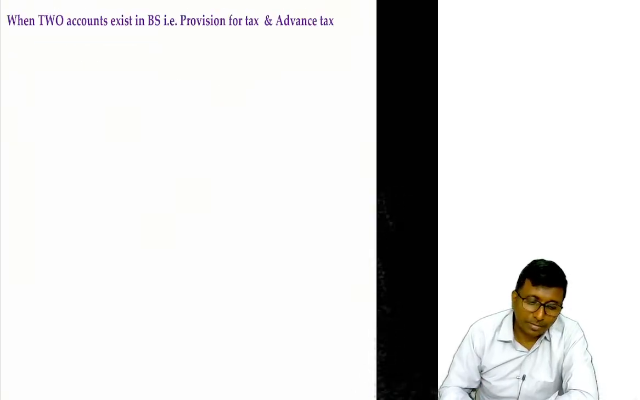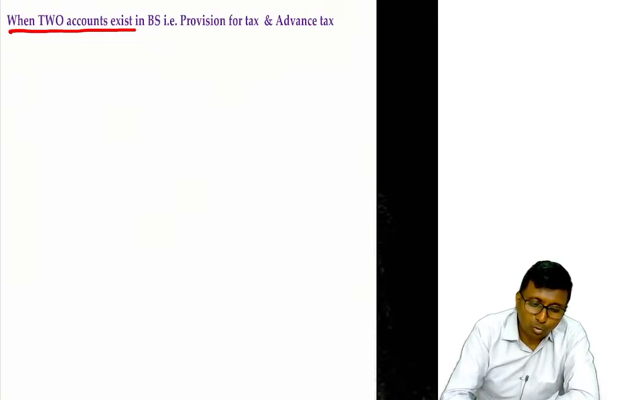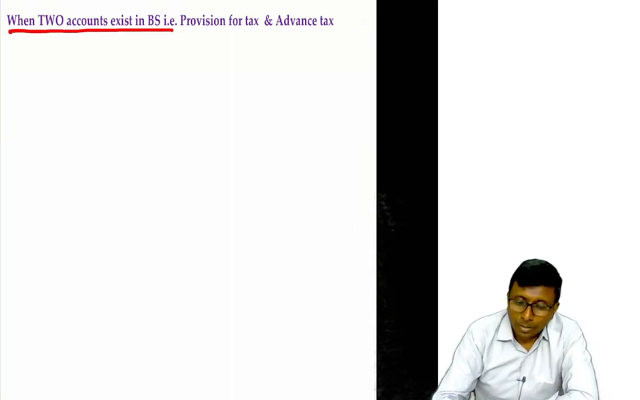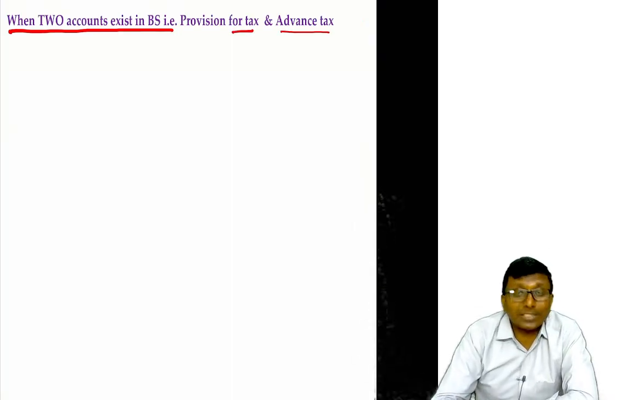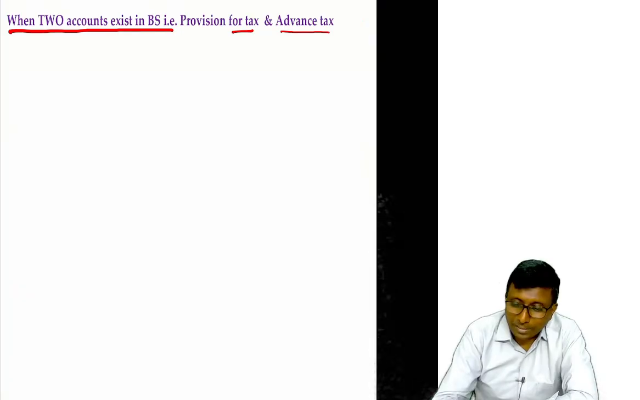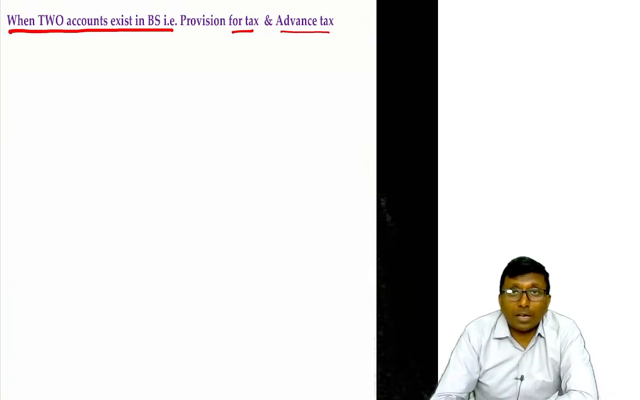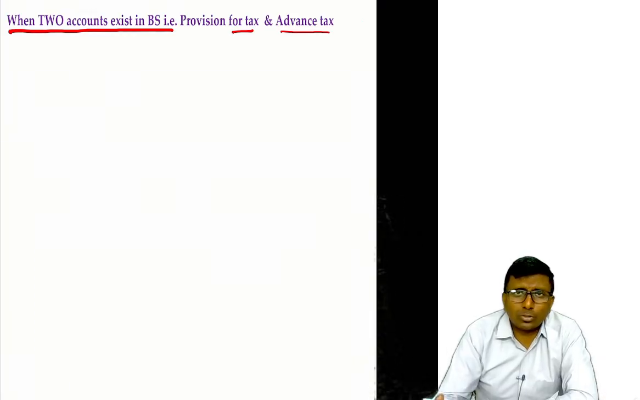Yes. Done. Next, suppose you have two ledger accounts in the balance sheet. One is provision for tax and the next one is advance tax. What did I say? One is provision for tax, next one is advance tax. So how do I do it, sir? Two ledger accounts are there.